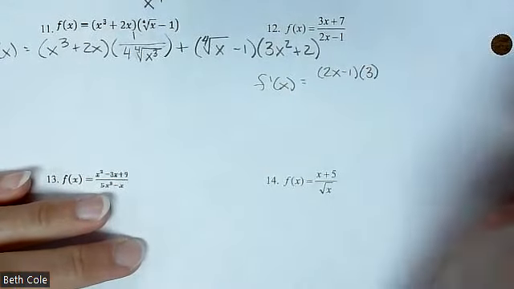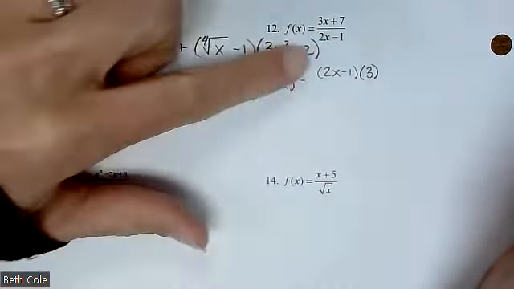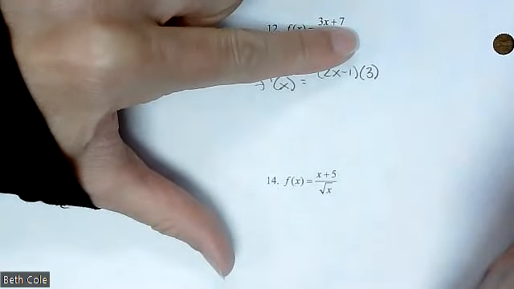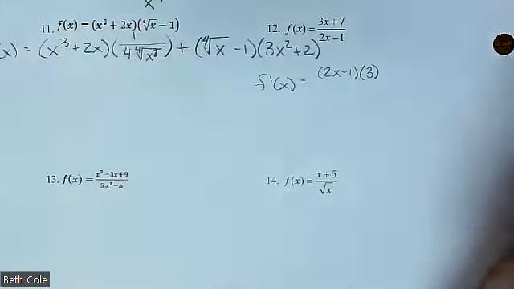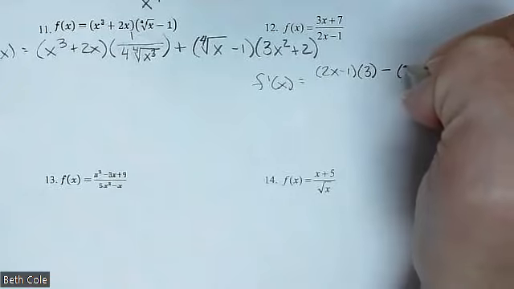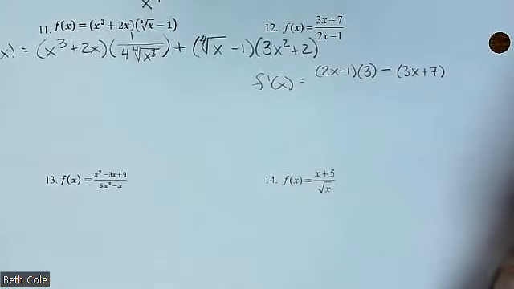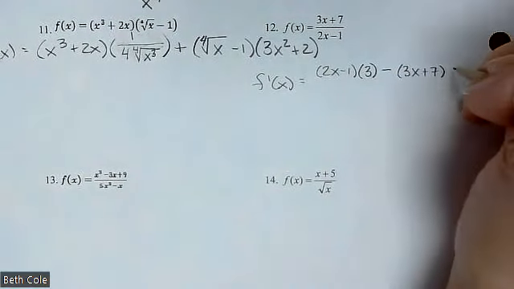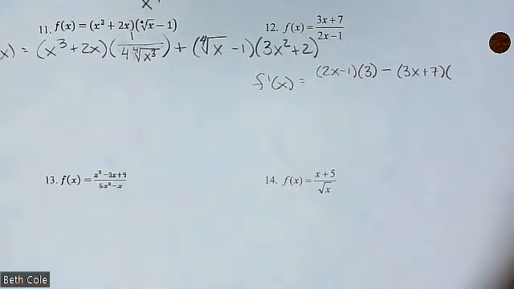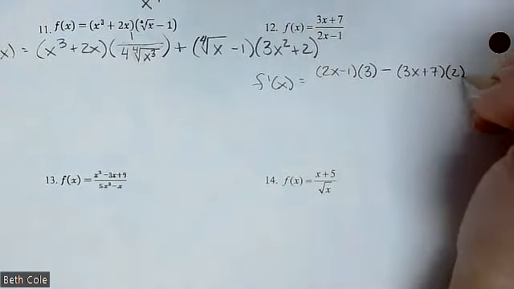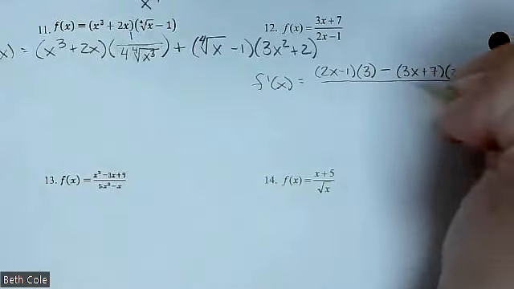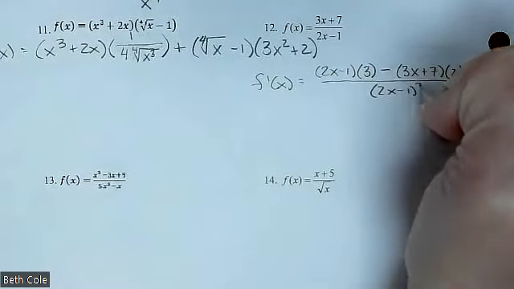Just 3. Good. Isn't that nice? Because it's linear, and 3 is the slope. All right, minus the numerator, and then times derivative of the denominator, which would just be 2, good, over the denominator squared.